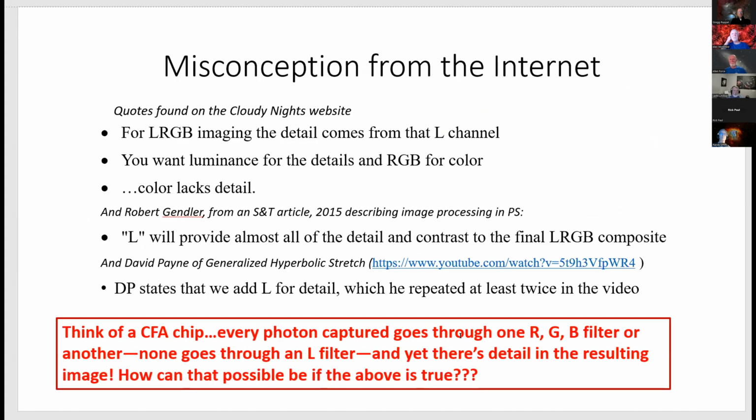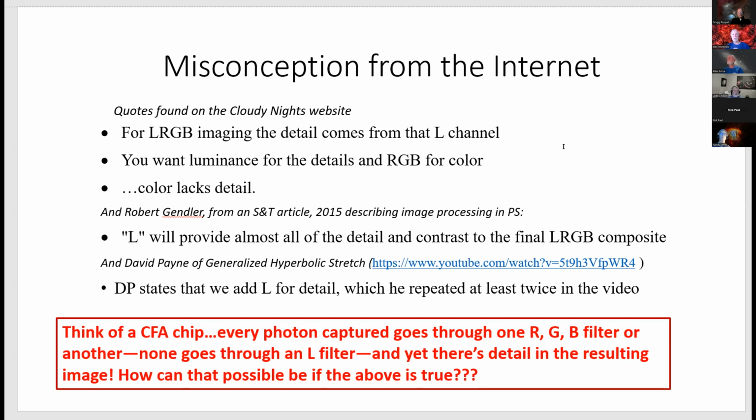Here are some of the things I found on the internet, a very quick search, just to see what people were saying. These first few are quotes. It said, for instance, for LRGB images, the detail comes from the L channel. These were on Cloudy Nights. It said you want luminance for the detail and RGB for the color. And finally, color lacks detail. None of these are true. Even Robert Gendler, way back in 2015, who was operating in Photoshop, said L will provide almost all the detail and contrast in the final LRGB composite.